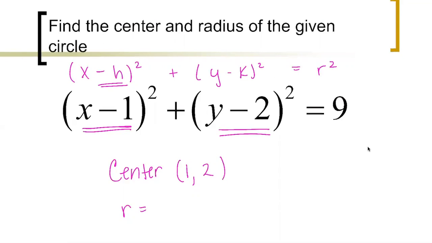So a lot of people think it's the opposite of what's in the parentheses. If I see a -1, my center's x value is 1. If I see a -2, then my y value is 2. The radius would be the square root of 9, which is 3.